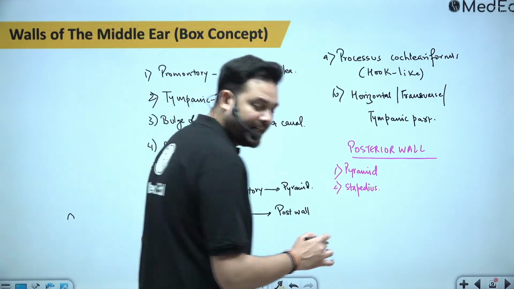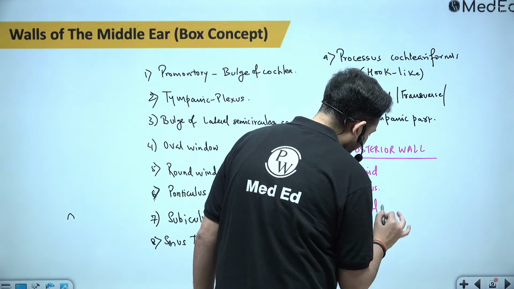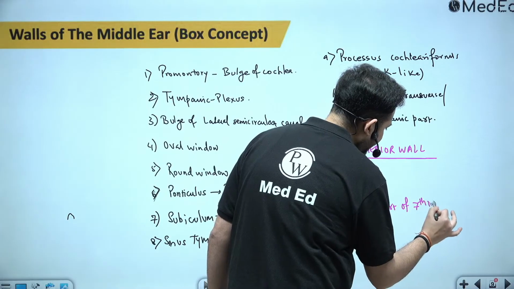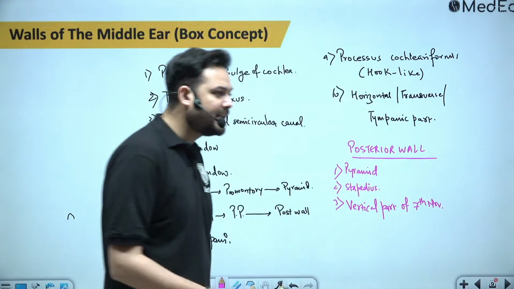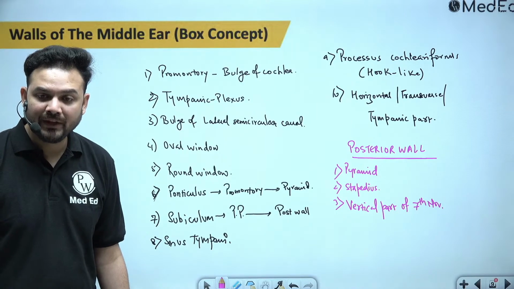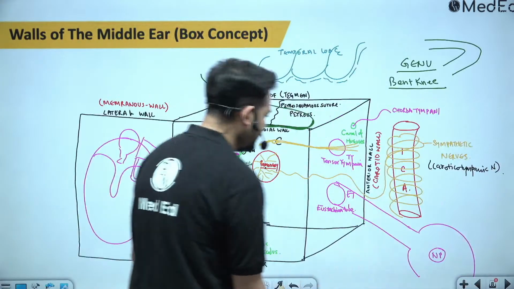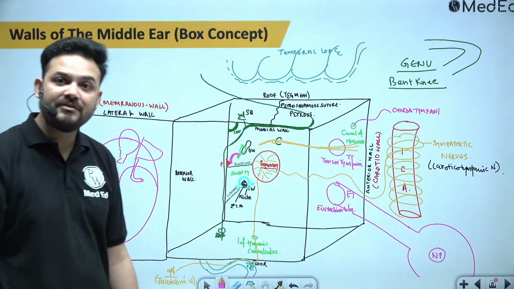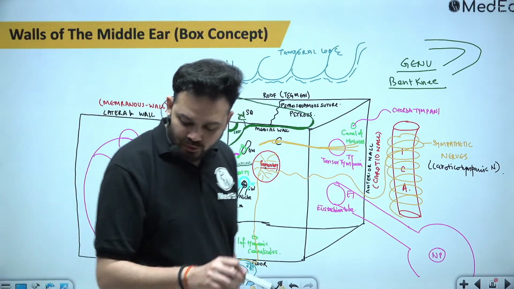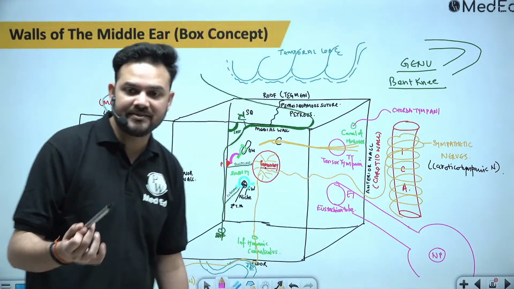So the vertical part of the seventh nerve, or the facial nerve, is something that you will see running on the posterior wall. Very right. So now we have read about the third part also, that this is our vertical segment of the facial nerve which is running in the posterior wall. Now let's come to one more important structure, one more important nerve.